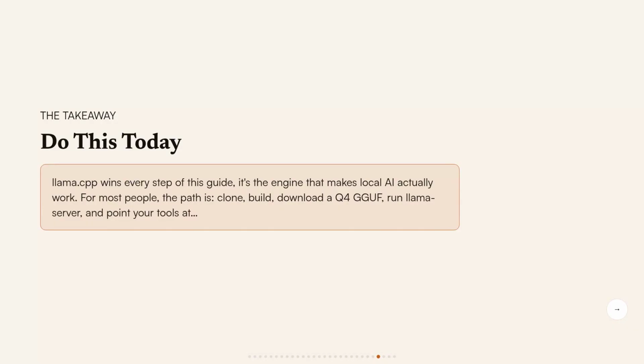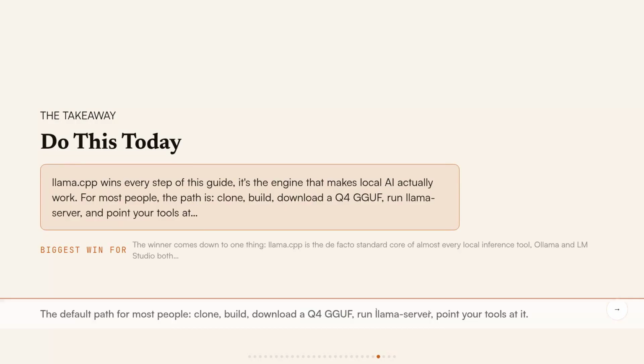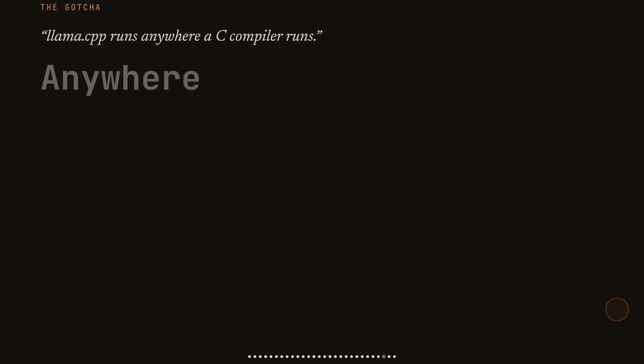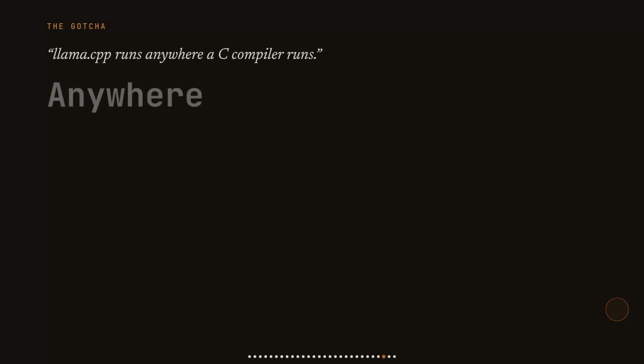If you want full control and maximum performance on any hardware, from a Raspberry Pi to an A100, this is the engine because it's the actual core running underneath tools like Ollama and LM Studio. The default path for most people: clone, build, download a Q4 GGUF, run llama-server, point your tools at it. The pitch is that llama.cpp runs anywhere a C compiler runs, and technically that's true.